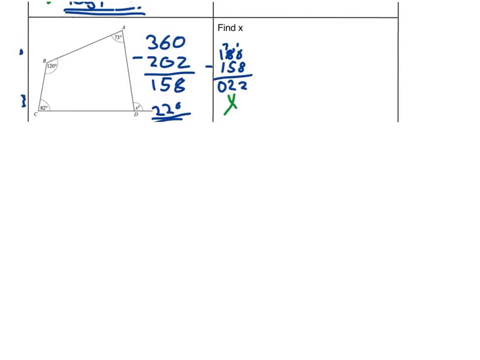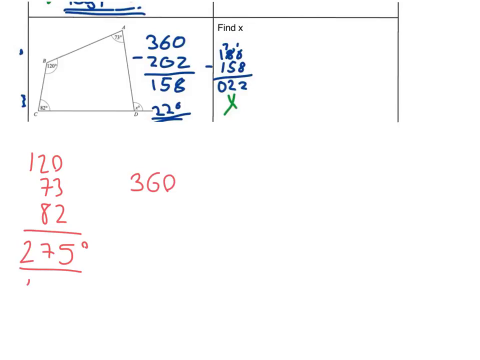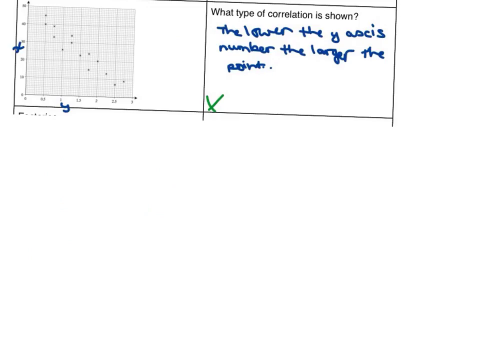Lisa, your calculations aren't quite correct for this. You need to add together 120, 73, and 82. Add all those together, so that's 275 degrees. Subtract that from 360, and then do your 180. So you had the right method, but that 202 was incorrect. Maybe you needed to actually do the calculation.